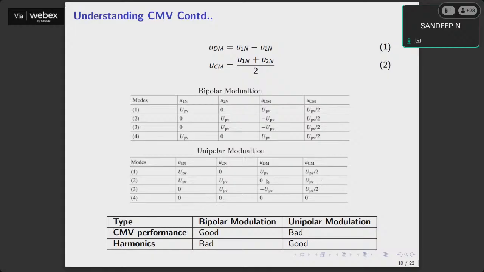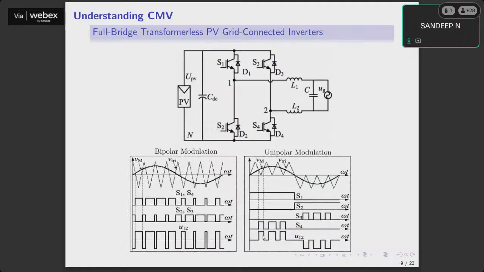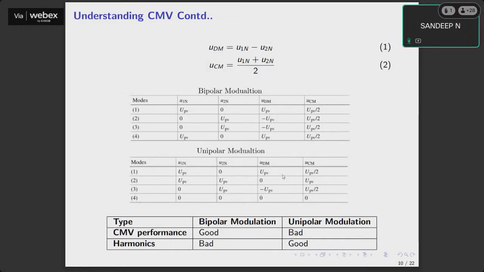Now the inverter goes from 0 to UPV. It keeps on switching. The only difference is the pulse width is going to change, but it keeps on switching. So whenever that switches, UCM is also changing from UPV, UPV by 2, and UPV by 2 and 0. So that is dV by dt, and that causes a leakage current.